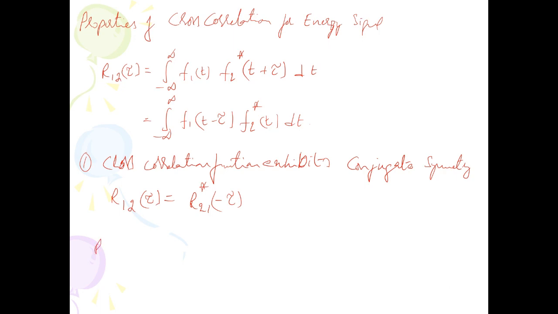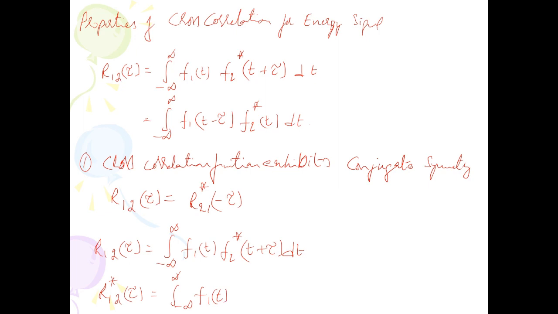So taking this equation, R12 of tau will be equal to the integral from minus infinity to plus infinity of f1 of t, f2 star of t plus tau dt. So the first signal is f1 of t and the second signal is f2 star of t. For the second signal, we have a complex conjugate. Now taking the conjugation of both sides, R21 star, taking the complex conjugate on this side, becomes the integral from minus infinity to plus infinity of f1 of t, f2 star of t plus tau dt, whole star.